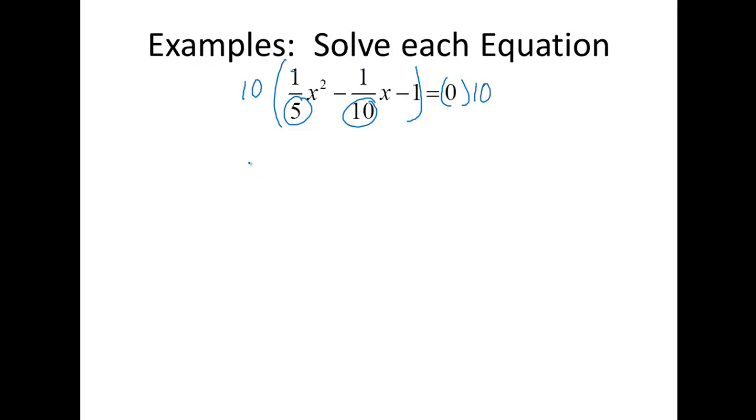And so we're going to multiply both sides by 10, and I'm going to actually have to distribute here to each of these three terms. And so I'm going to have a 10 times 1/5 x squared minus 10 times 1/10 x minus 10 times 1 equals 10 times 0.